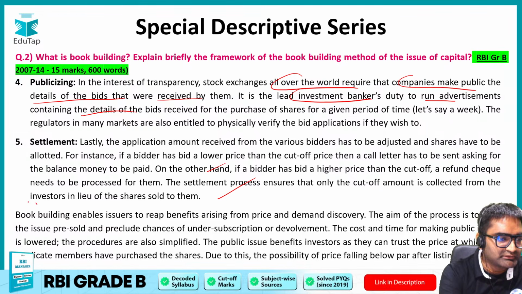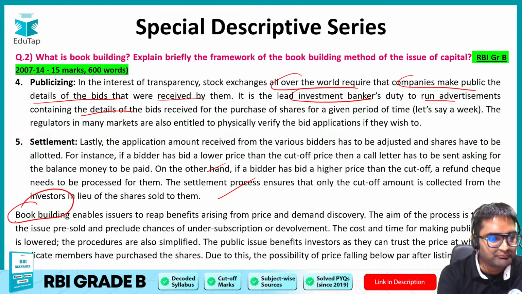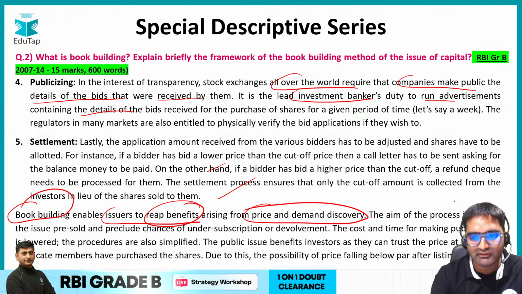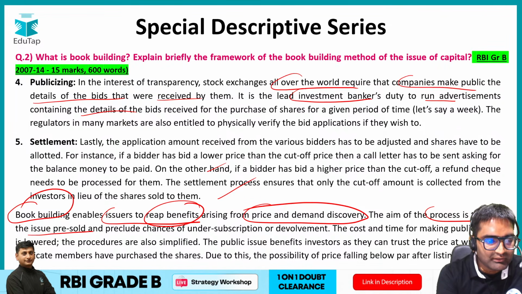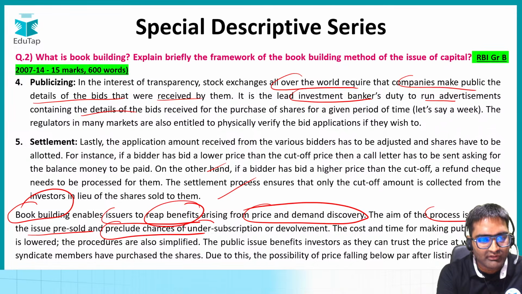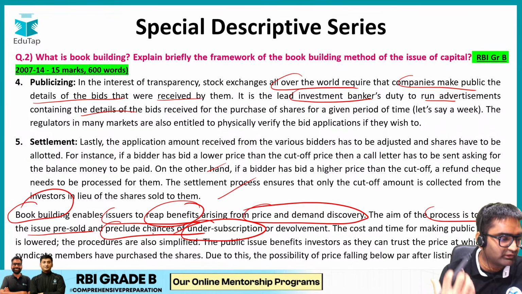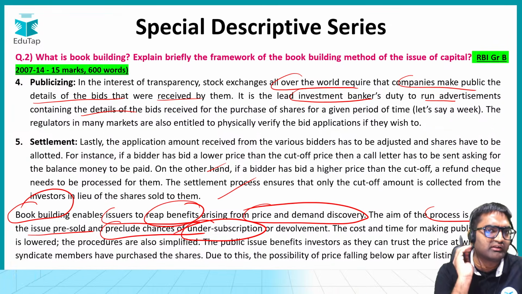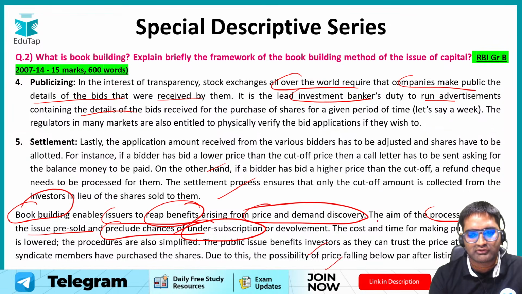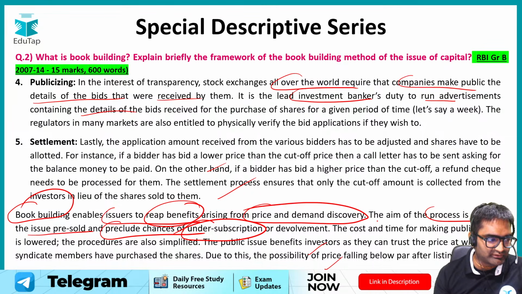And finally, you can mention what this book building process actually helps with. It enables issuers to reap benefits arising from price and demand discovery. The aim of the process is to have the issue pre-sold and preclude chances of under subscription. So you're not going for any under subscription. All of the shares are definitely subscribed to the level required. So this is the main aim. That was your second question and the answer.